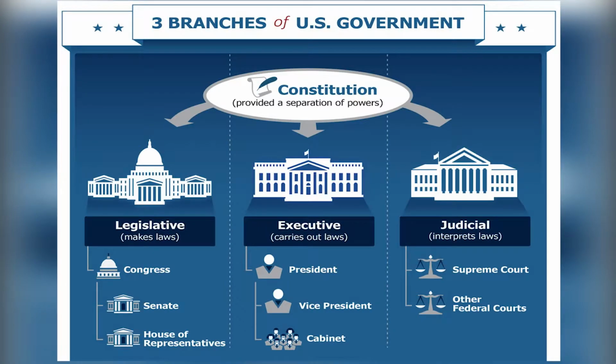The United States government is made up of three branches. The legislative branch makes laws and consists of the United States Senate and United States House of Representatives, which together make the United States Congress. The executive branch carries out laws and consists of the United States President, Vice President, and Presidential Cabinet. The judicial branch interprets the laws and consists of the Supreme Court and other federal courts.